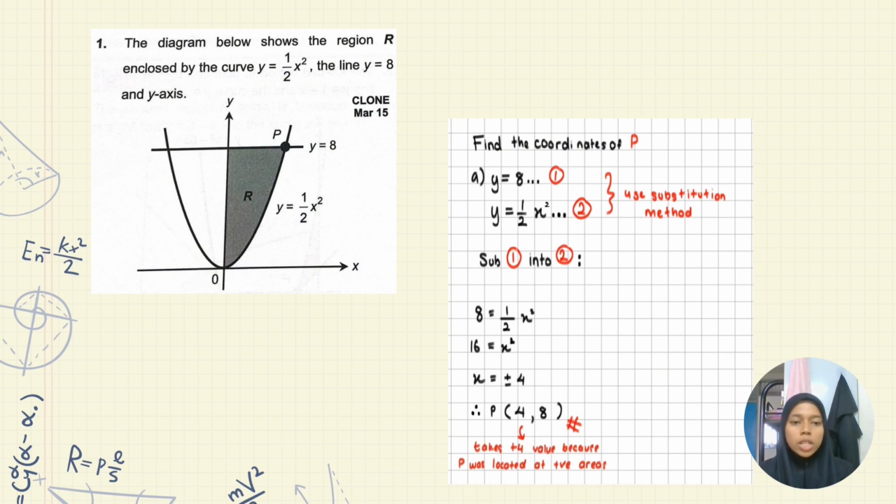Use the substitution method. Substitute 1 into 2, and 8 equals 1 over 2x squared. Then the equation becomes 16 equals x squared. Then x equals positive or negative 4. Therefore, P is x equals 4 and y equals 8. Use the positive value because P is located in the positive area.